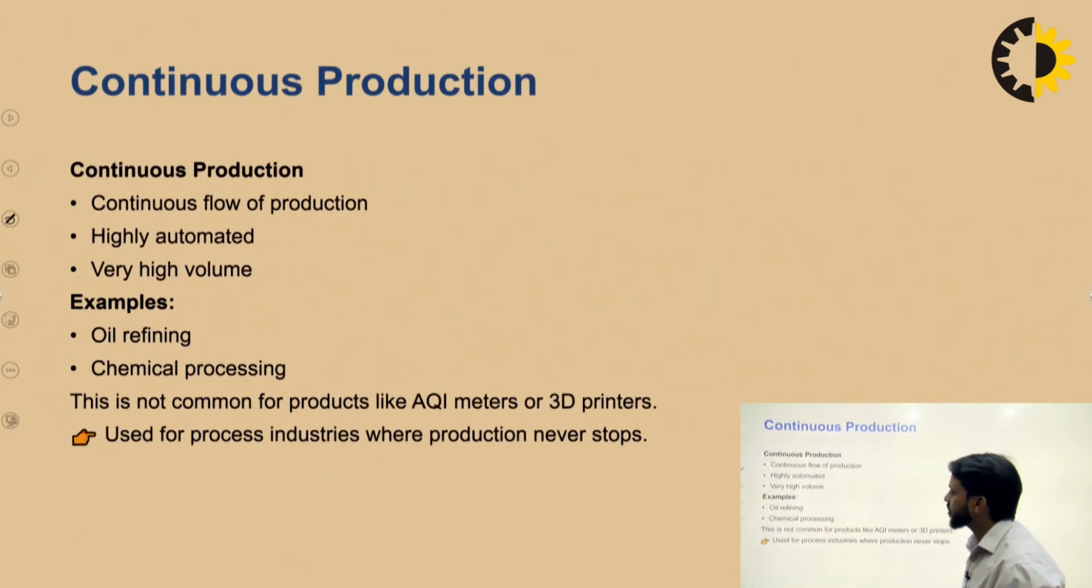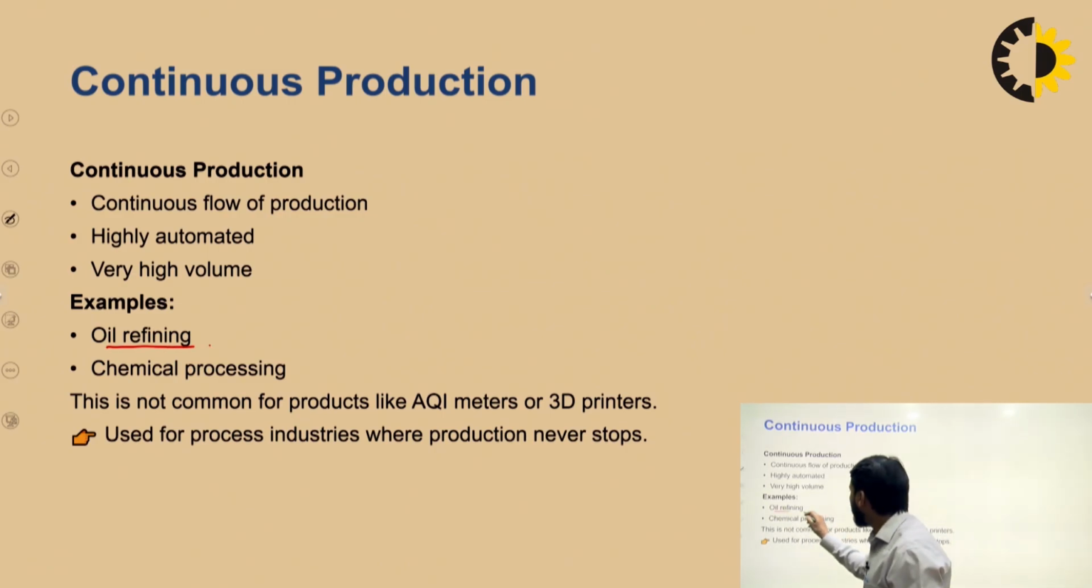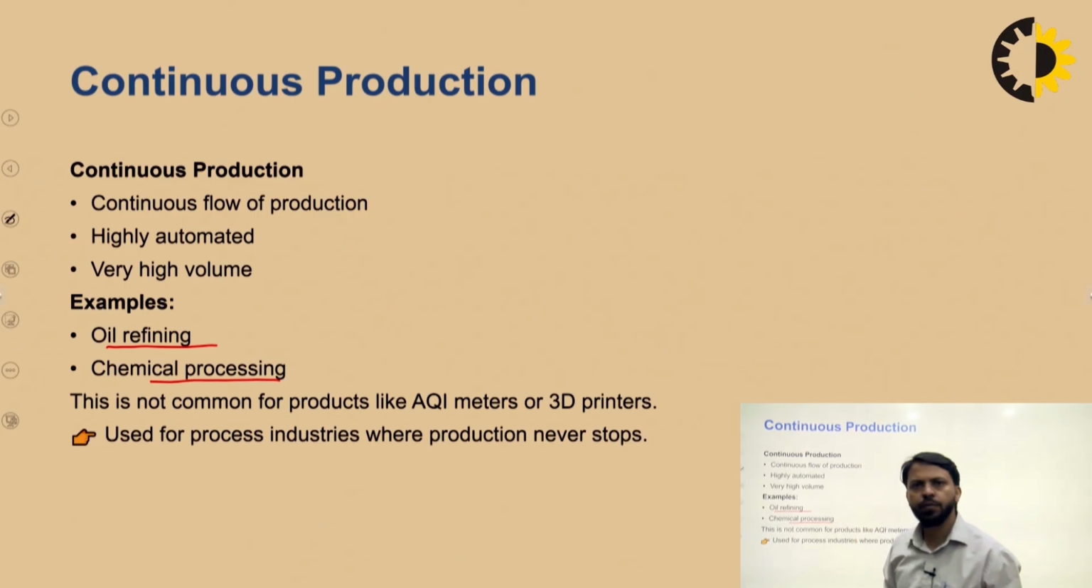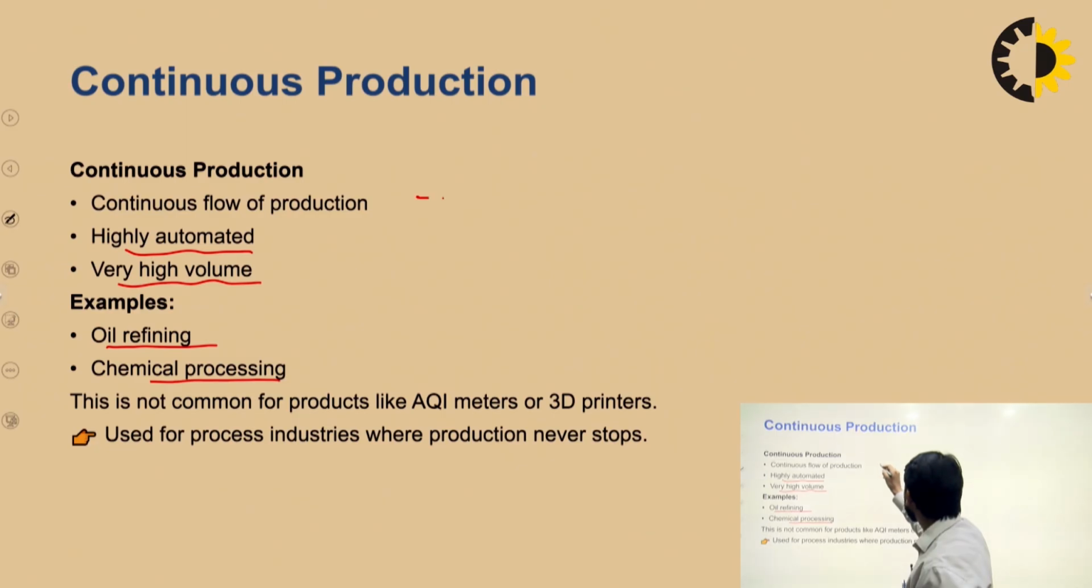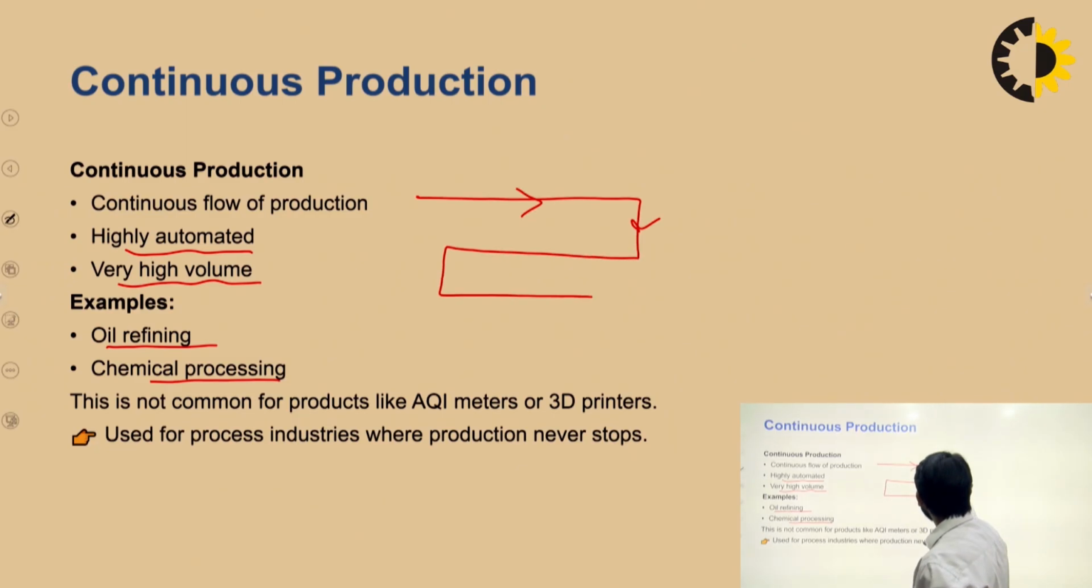The last production is continuous production. It is a specialized case dedicated for all refinery chemical processing where the product is in continuous flow. It is the extreme case of mass production. Here we are not going to change every day or every month new type of setups, new type of customization. There is no need of that. So the quantity is very, very high, and it is highly automated. The production seems to be a flow of products. There is no uncertainty in it.